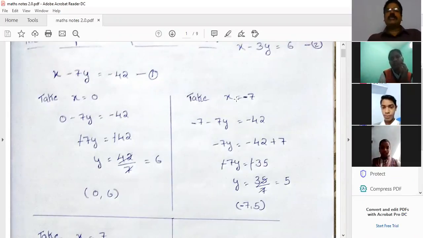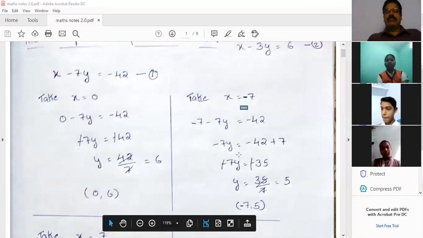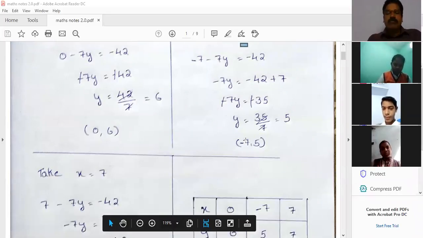So now I take x equal to minus 7. In place of x, substitute minus 7: minus 7 minus 7y equal to minus 42. Then minus 7 you can transpose to the RHS. If you transpose, it becomes plus. So minus 7y equal to minus 42 plus 7, so minus 7y equal to minus 35. Then y equal to 35 by 7, y equal to 5. Now the second solution is (minus 7, 5).